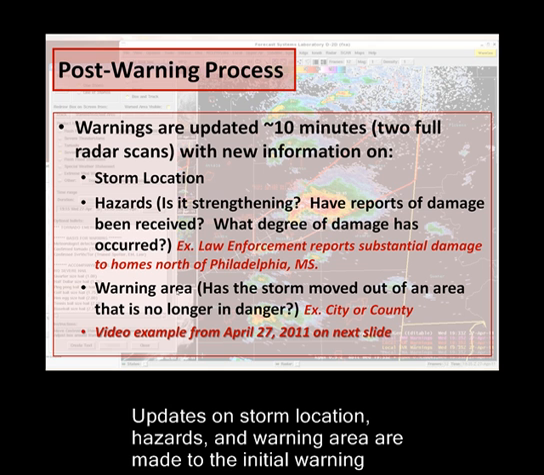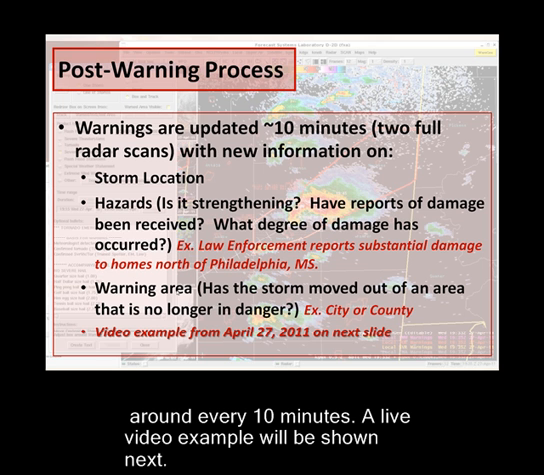So new information that generally is included on these updates is storm location. Hazards, just as I was mentioning: is it strengthening? Have reports of damage been received? What degree of damage has occurred? For example, law enforcement reports substantial damage to homes north of Philadelphia, and we will include that in the warning text. How about the warning area? Has the storm moved out of an area that is no longer in danger? Is it about to move into an area where danger is increasing? Is a new warning needed downstream of the existing warning?